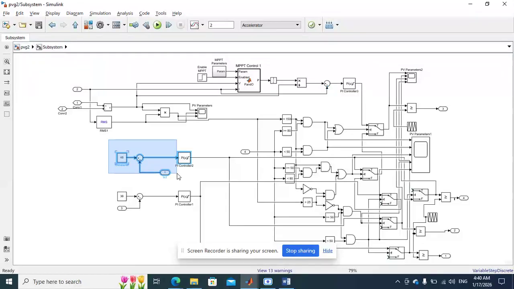Similarly, for DC bus voltage control, this controller is used. 48 is the reference voltage and the measured voltage is provided here. The error is given to the PI controller, which will generate the duty ratio here. And this is battery voltage control. In this, the battery voltage reference is 36 and it is compared with the measured voltage. The error is given to the PI controller, which will generate the duty ratio. So depending upon the mode conditions, these duty ratios will be assigned for the pulse generation and given to the respective switches.